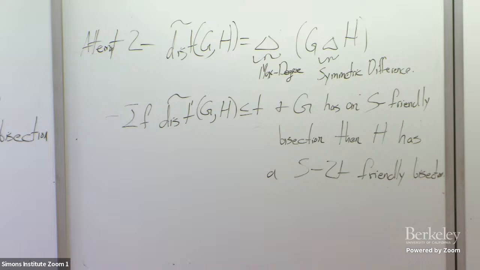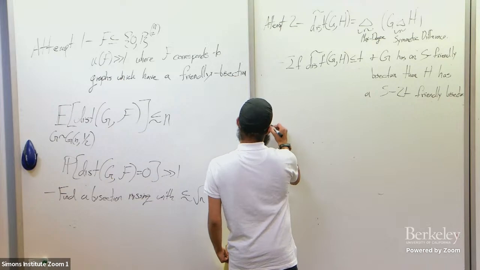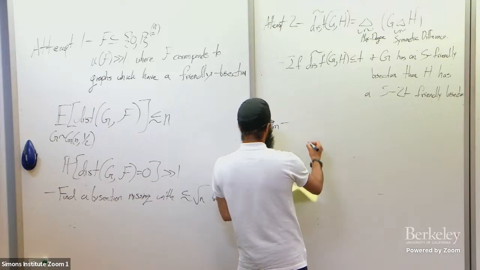And the main theorem is, all you need about F for our result is that F is a symmetric family. Because the property of a graph having a friendly bisection is obviously symmetric under permuting its vertices. It turns out that's all you need. So let me just state the theorem formally.